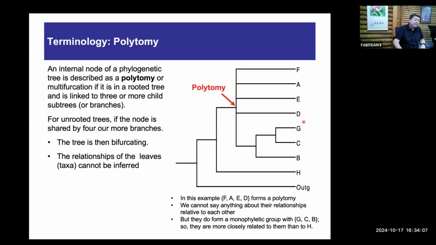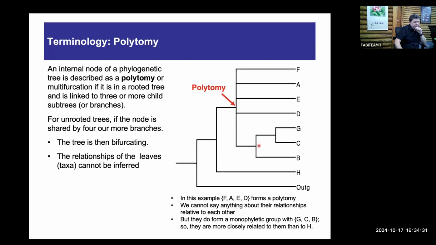Oh yeah, definitely. You can say that B is basal to G. You can say that GC is a monophyletic group and it's a sister group to the taxon B. So we know that B is related to GC. Here we don't know what the relationship is.